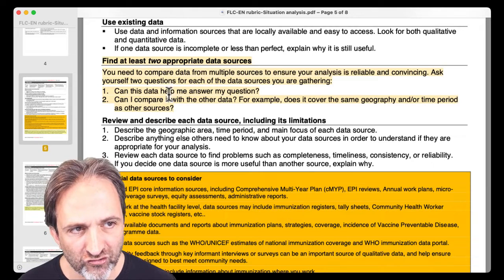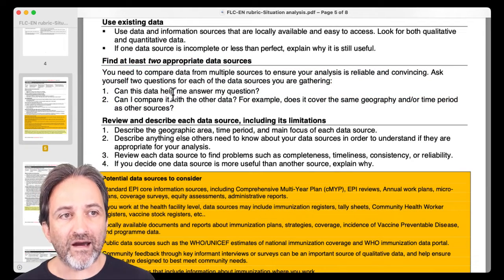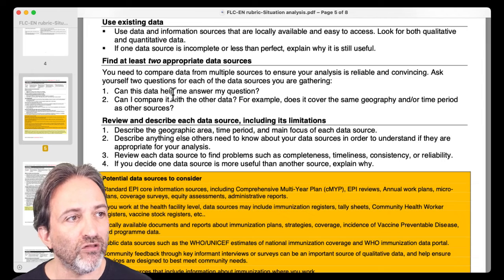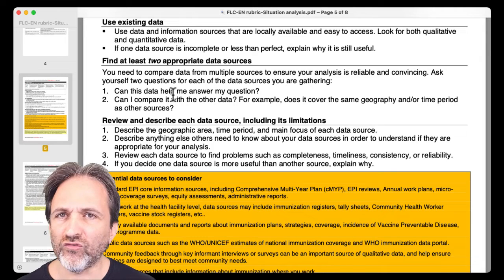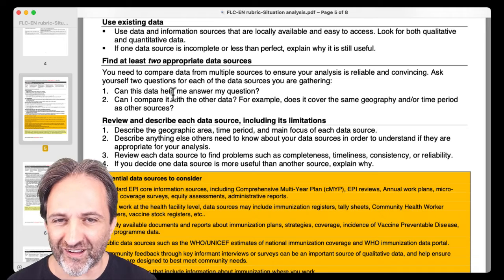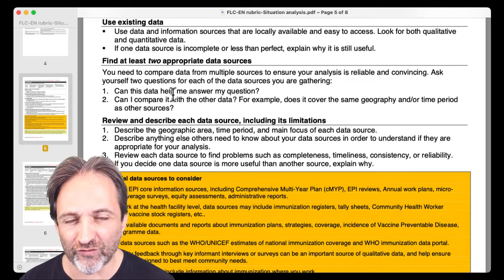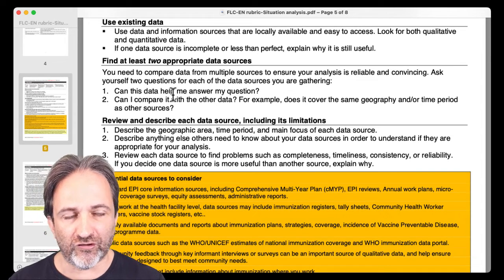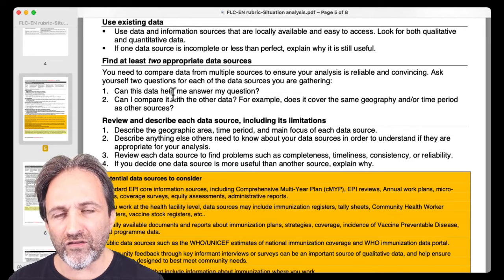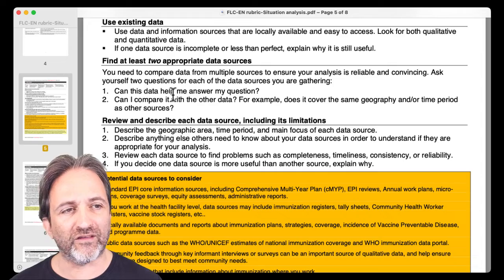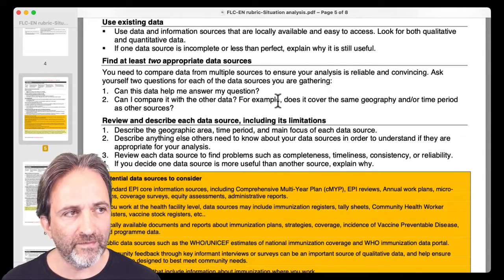So we encourage you to compare the data from multiple sources. You can even use a technique called triangulation, but you can also keep it simple and just say, okay, I'm looking at these sources of data. Where do they contradict each other? Where is one known not to be reliable, and I can fill in the blanks with other data?